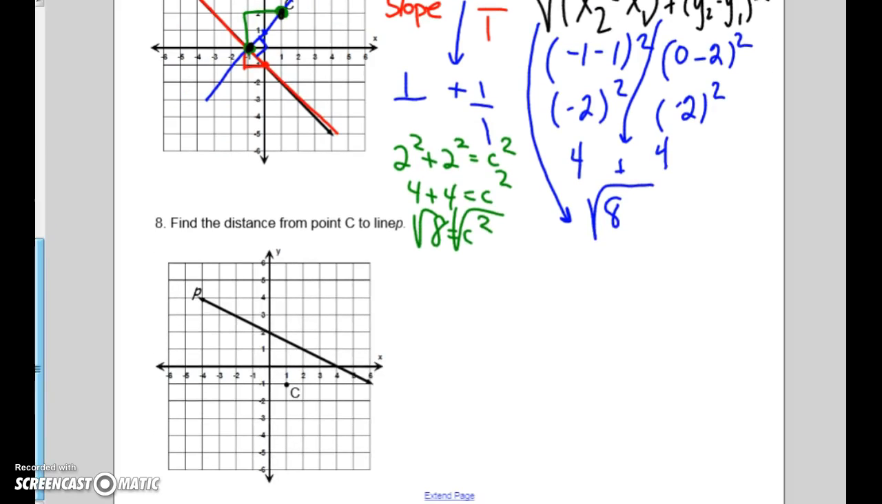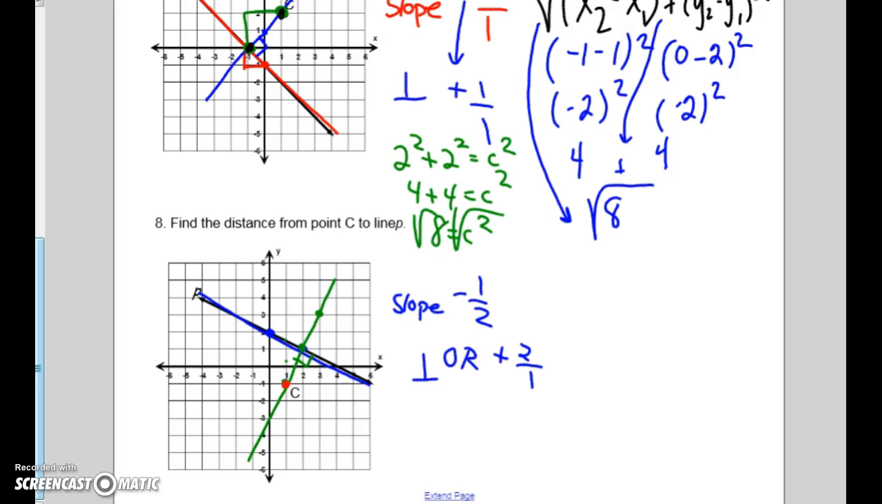Same thing, problem number 8. Find the distance from C to this line. That means I first have to find the slope of the line. It's a negative slope from point to point, so it's negative 1 over 2. Then I need to find the perpendicular, which means I need to do the opposite reciprocal, which would be a positive 2 over 1. So from this point, I'm going to go up 2 and over 1, up 2 and over 1. That means this line right here would make it perpendicular.